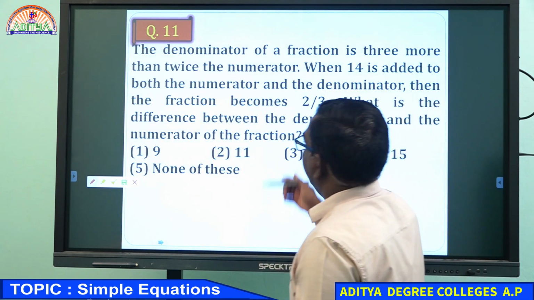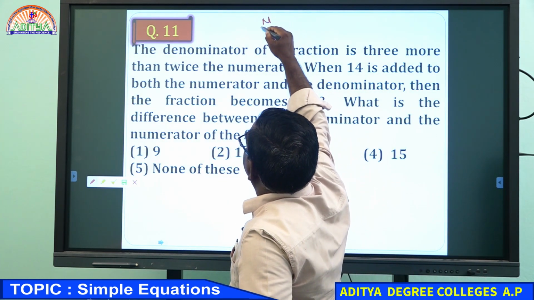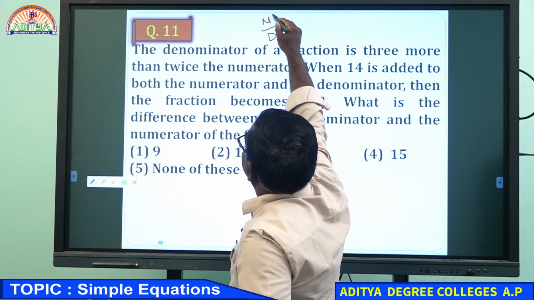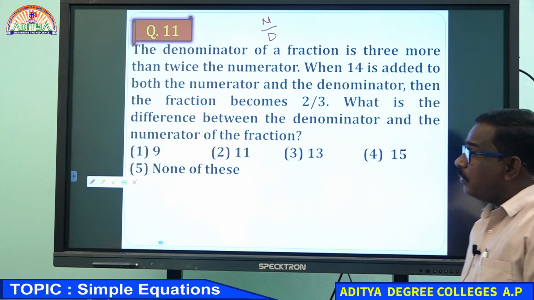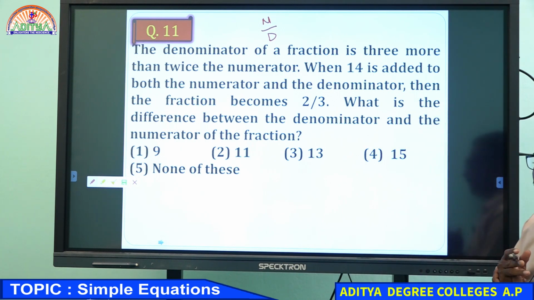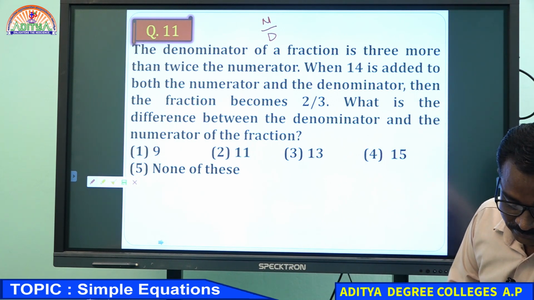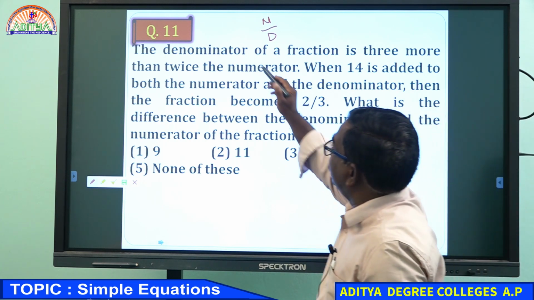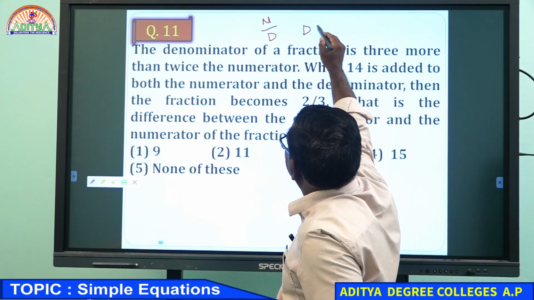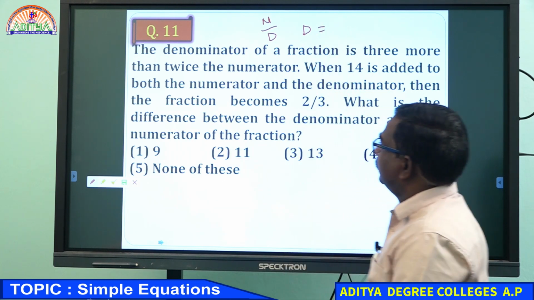I am taking the numerator as n, the denominator as d. N by d is the fraction. Now I am going for the conditions. What is the first condition here? The first condition is given there. Denominator is, that is the first condition.